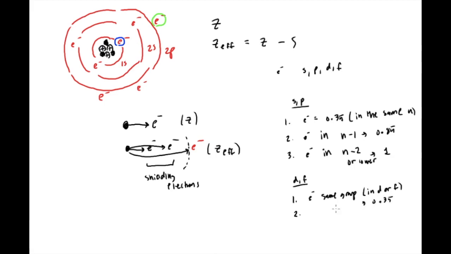And basically everything else, so lower groups plus lower energy, will contribute 1. So basically any electron that is in another atomic orbital, such as s or p, or electrons that are in lower energy levels, those will contribute a shielding constant of 1. And so those are the general rules when you need to figure out the effective nuclear charge. This will be better demonstrated by a couple of examples.